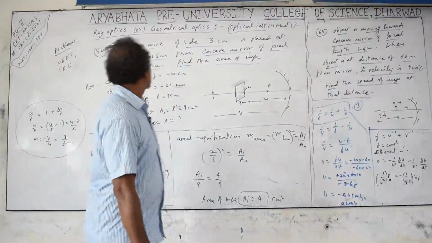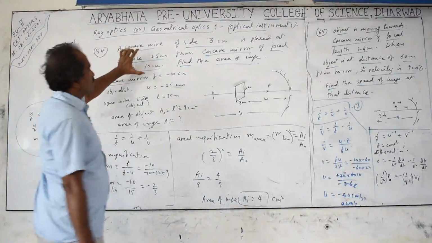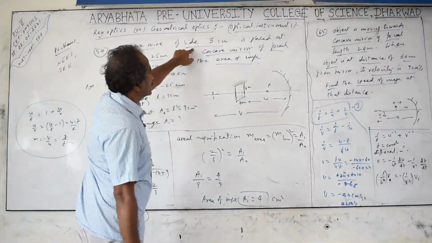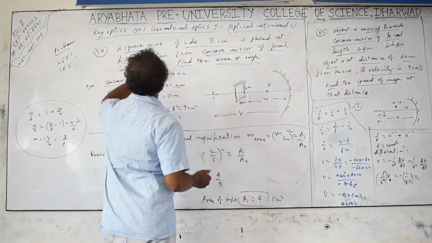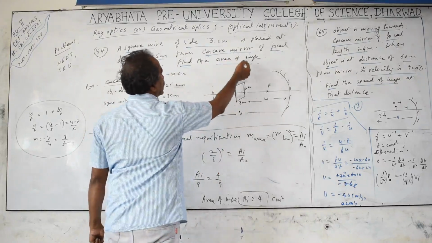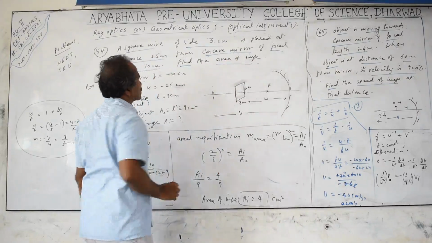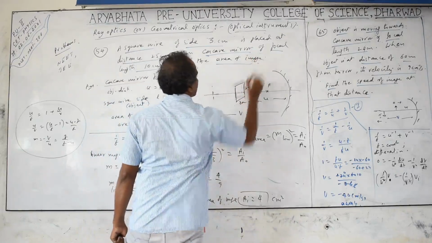Good morning, students. Next problem, 54th. In this you are given a square wire of side 3 centimeters. It is placed at a distance of 25 centimeters from a concave mirror. Nature of the lens or mirror, you need to be careful what type of mirror. Of focal length 10 centimeters. Find the area of the image formed.